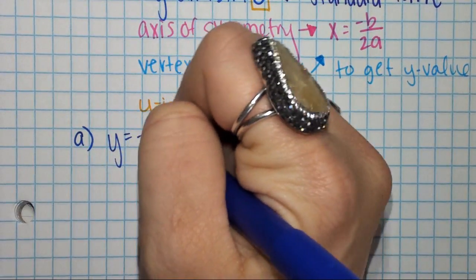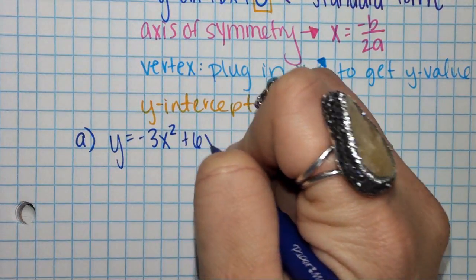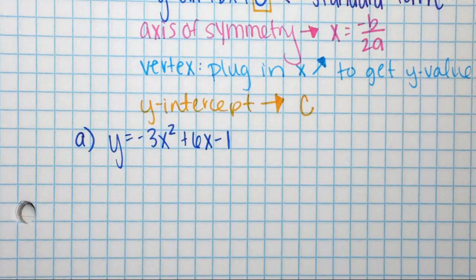Y equals negative 3x squared plus 6x minus 1. Now, first things first. From our notes yesterday, how do we know that this graph is going to open? Is it going to open up or is it going to open down? Okay, so what's our x squared on this one? So is it going to open up or is it going to open down? Down. Good. Take a point.